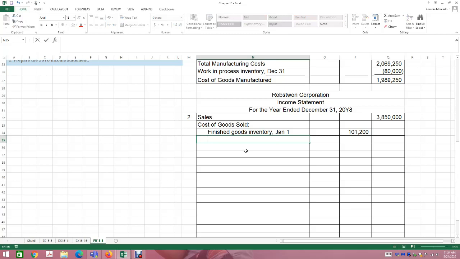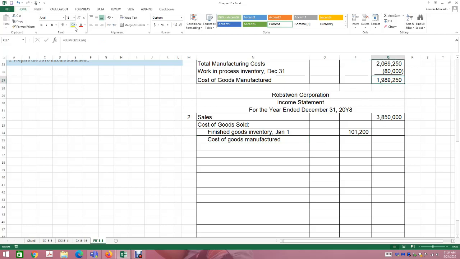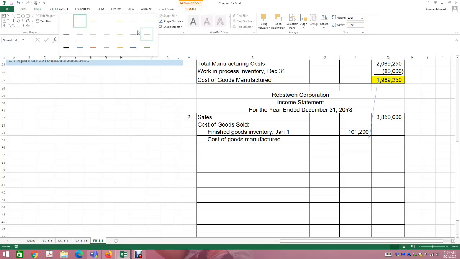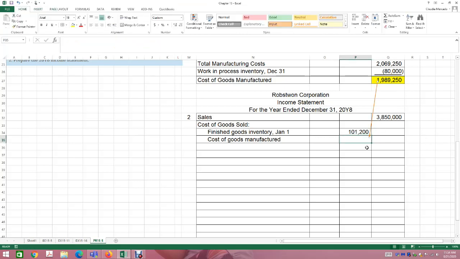Next, I'm going to bring in my cost of goods manufactured. How much did you spend during the year manufacturing new product? Where are we going to get that number from? We're going to get that number from right there. So we're going to bring that number over here. And that number is 1,989,250.